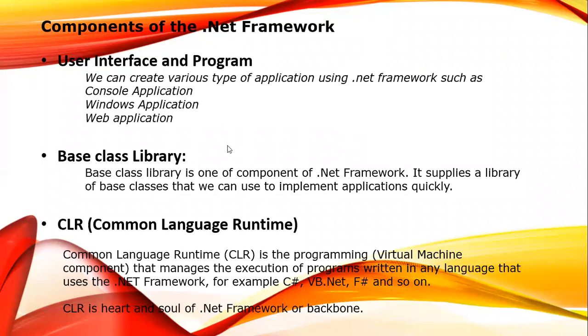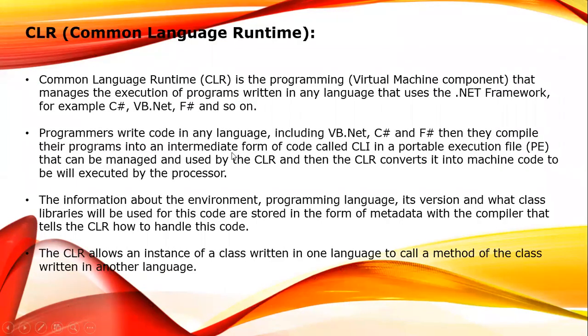So these are the components. One more component is there, that is your CLR. Common language runtime is a programming virtual machine, as we have already discussed, which is used to execute and manage programs written in many languages that are .NET compliant. Then the programmer writes code in any language, including VB.NET, C# and F#, then compiles the program into an intermediate form of code called CLI, that is your command line interface, in a portable execution file.